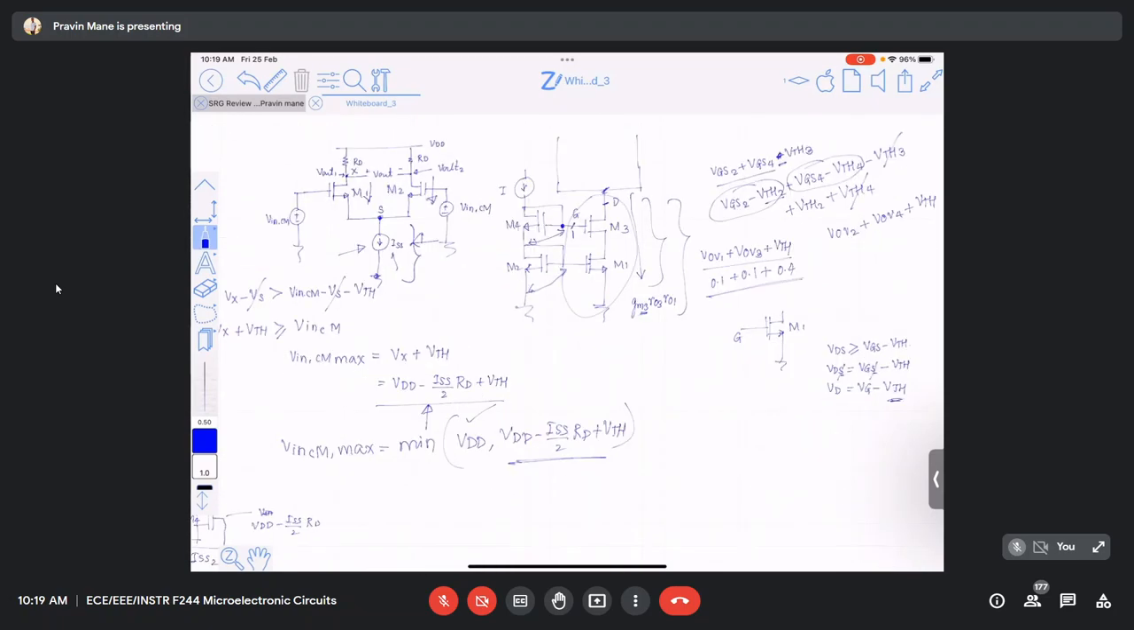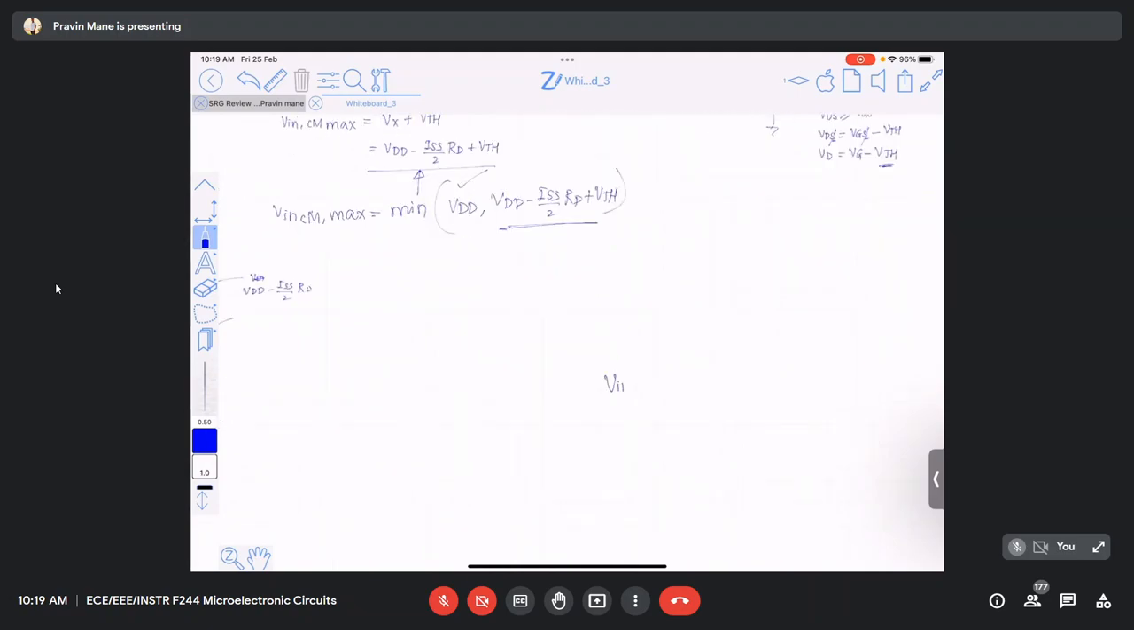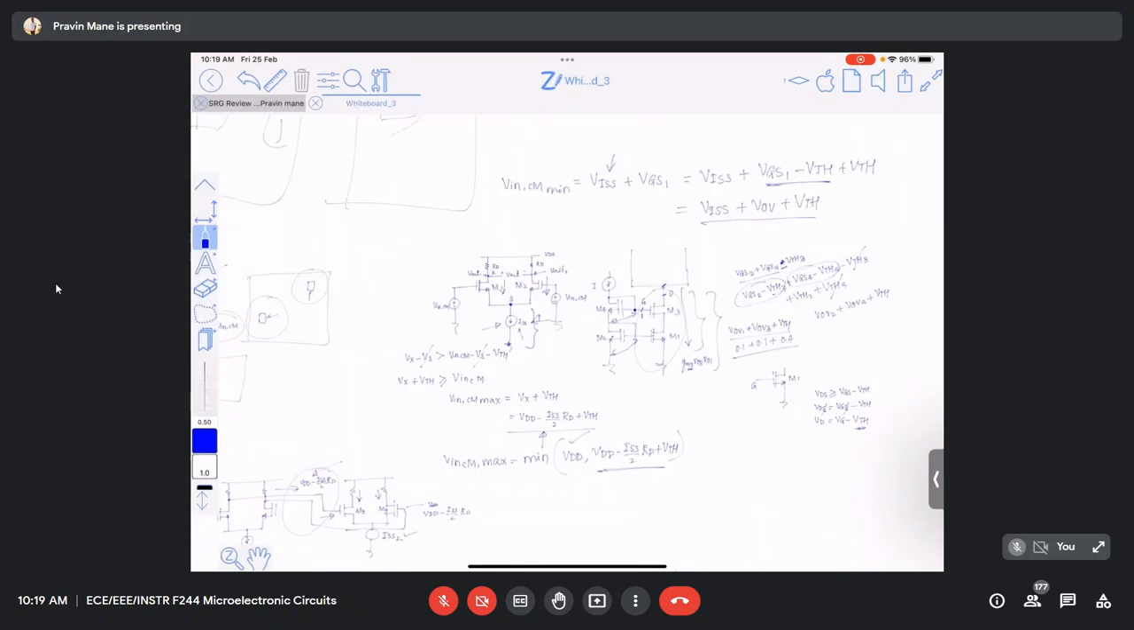So this is the minimum value. So you got the equation for V in CM minimum. V in CM minimum is this voltage plus this voltage, right? Voltage across this is simple, Kirchhoff's law. But my doubt is, is it the minimum voltage where the MOSFET has to act as an amplifier, like in the saturation region? So you should understand this.